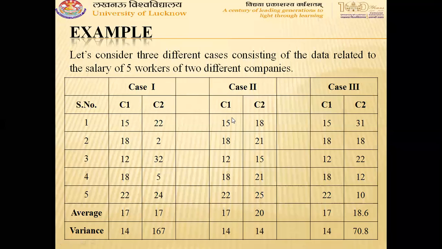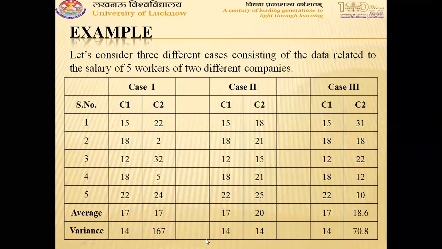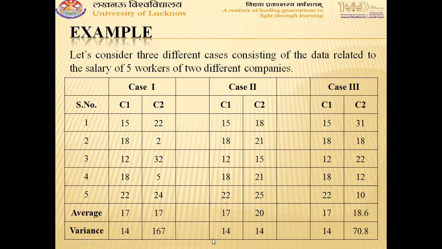In case 2, here you can see variances for both the companies are the same, that is 14 units, but their average salaries differ. That is, for C1 average salary is 17, for C2 average salary is 20. So one will prefer to join company C2 as the average income is higher as compared to C1.